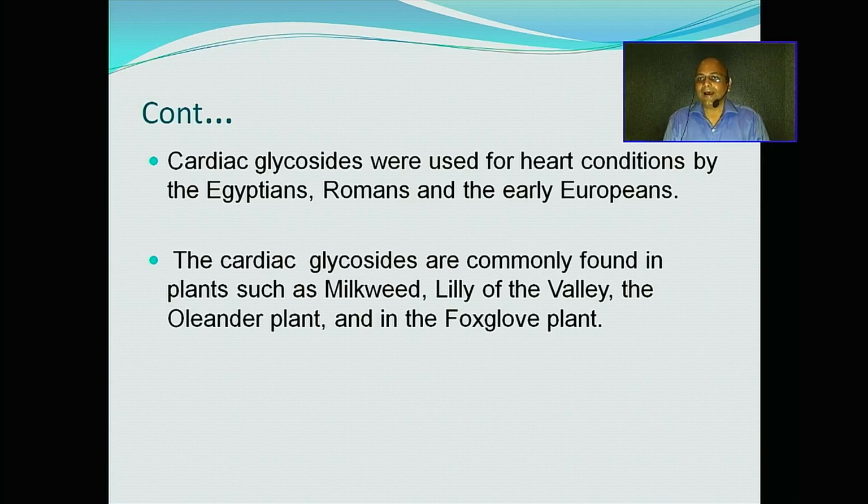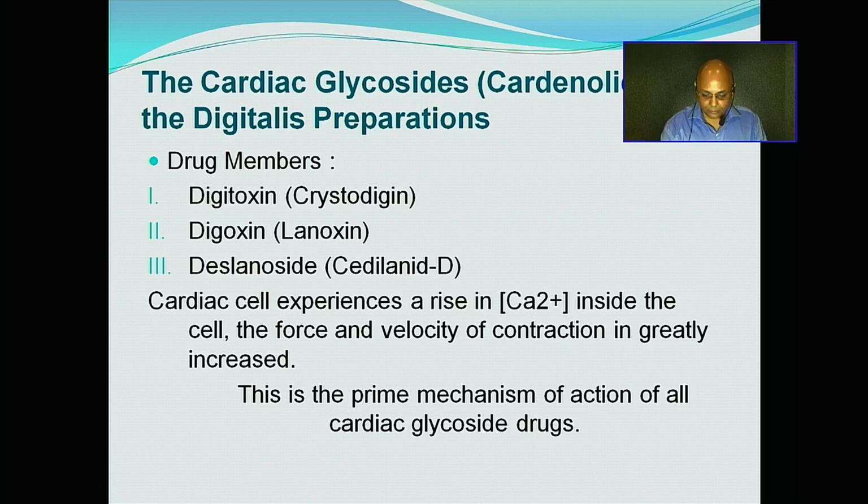They were used for heart conditions even by Egyptians, Romans and early Europeans also, but obviously it came to medical knowledge through William Withering. The cardiac glycosides are commonly found in plants like milkweed, lily of the valley and others, but one of the important plants is Digitalis purpurea, and that is the foxglove plant.